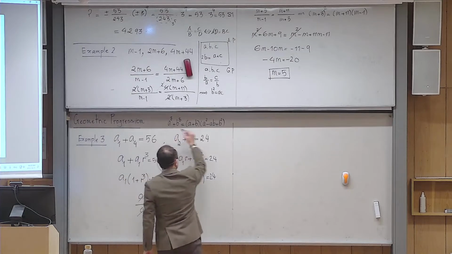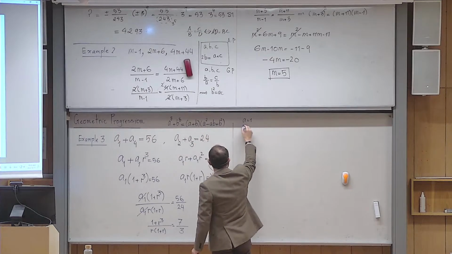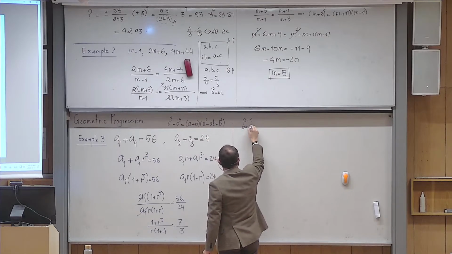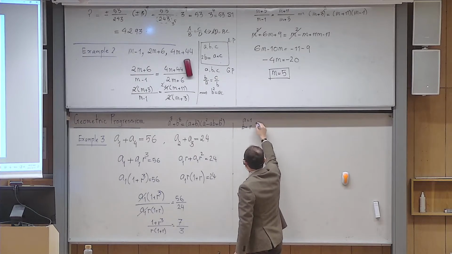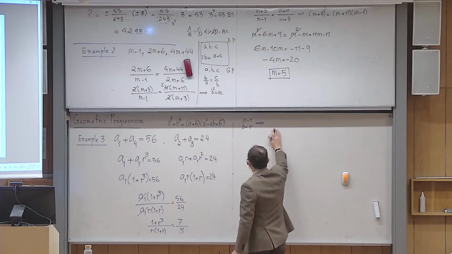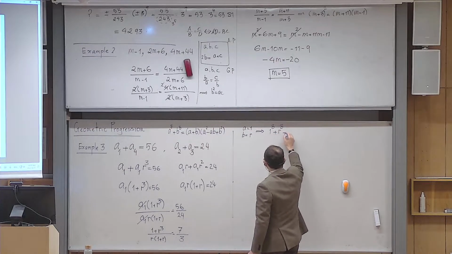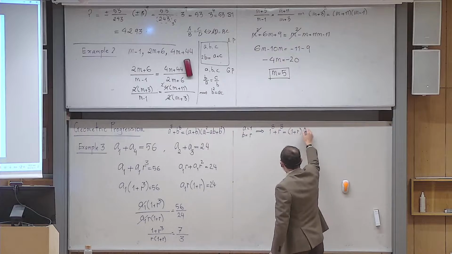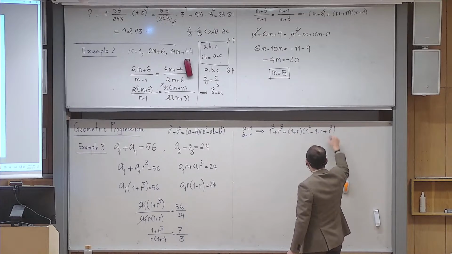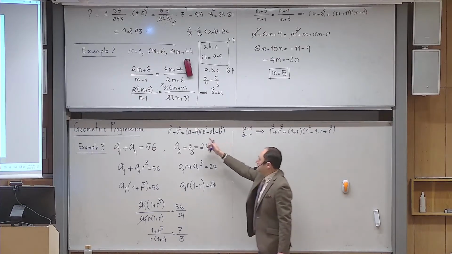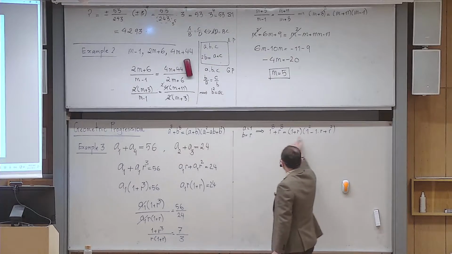So if I give the role of 1 to a, and if I give the role of b to r in this, then what will happen? In this equation, I will have 1 to power 3 plus r to power 3 is equal to 1 plus r, 1 to power 2 minus 1 times r plus r squared. So that is the formula. I replaced a with 1, I replaced b with r, then I get this.